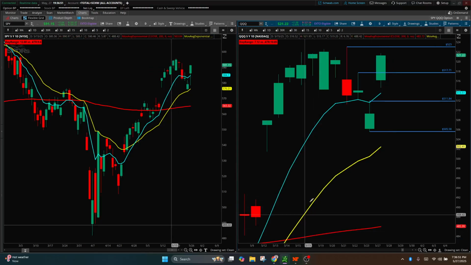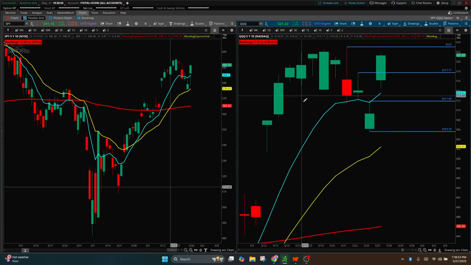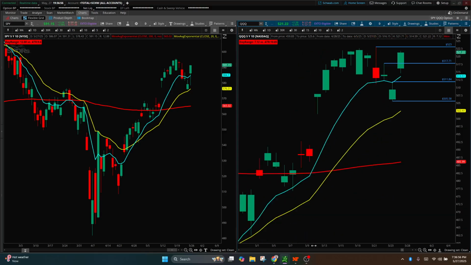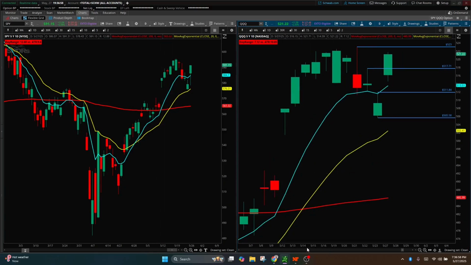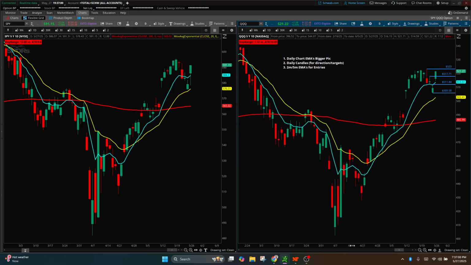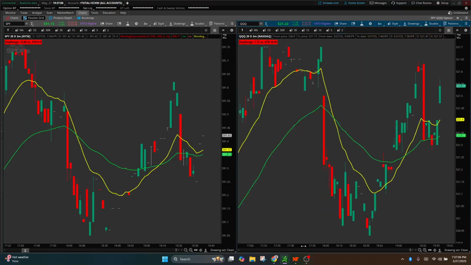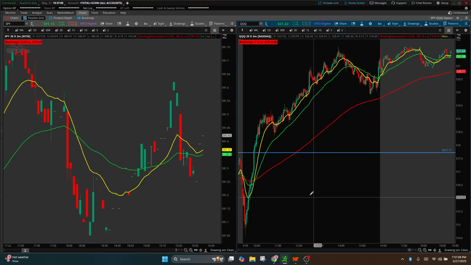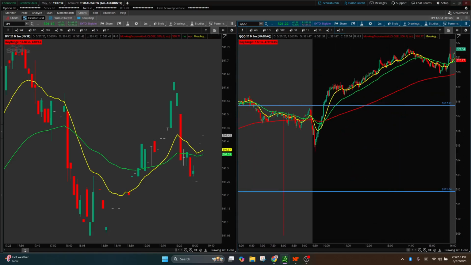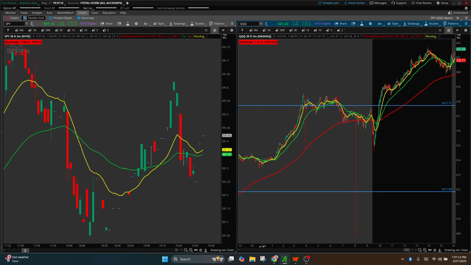So let's see here. That's what I did today. If you zoom in, we can go to the 2-minute chart on both of these, and you'll see that.